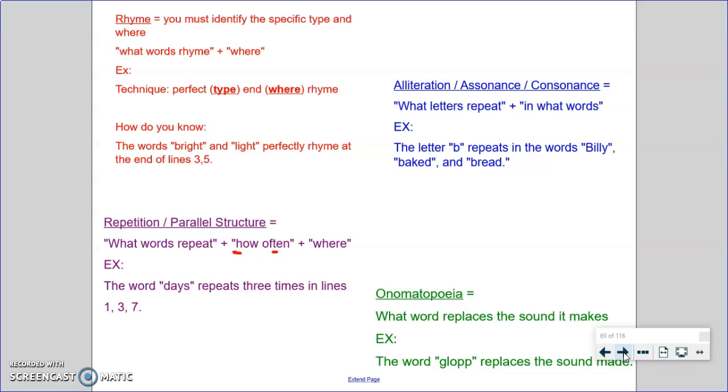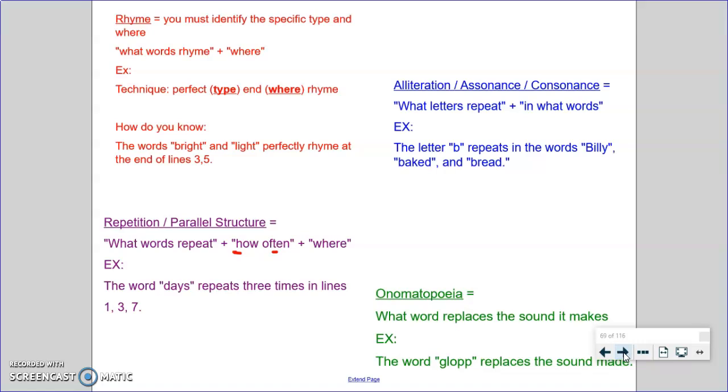End rhyme, right? How do we know? The words bright and light perfectly rhyme at the end of lines 3 and 5. If it's alliteration, assonance, or consonants, what letters repeat in what words? So the letter B repeats in the words Billy, baked, and bread. If it's repetition or parallel structure, what words repeat how often?